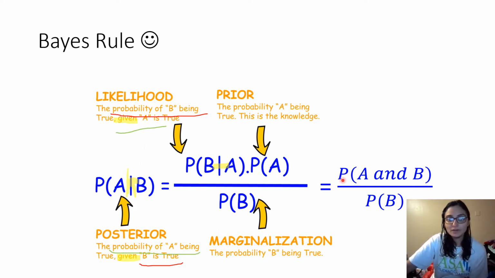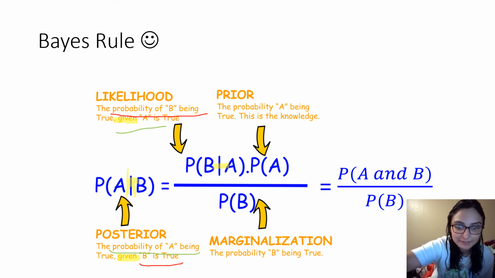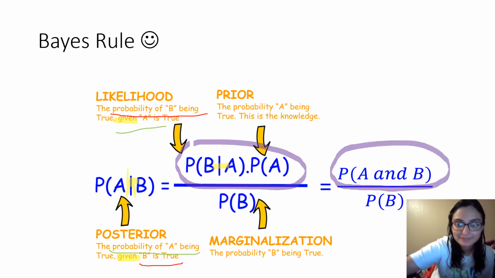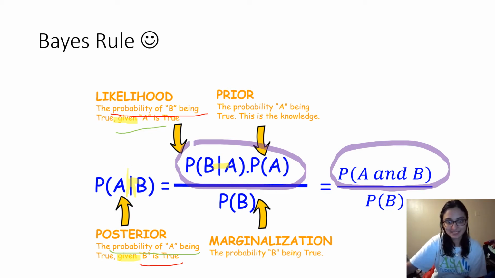So this is the likelihood, and this is the prior, the probability that A is true. This is the knowledge. And then this is the marginalization, the probability that B is true. If this confuses you, this over here is just the same thing as this whole expression here. This expression is just the same thing as the probability of A and B.